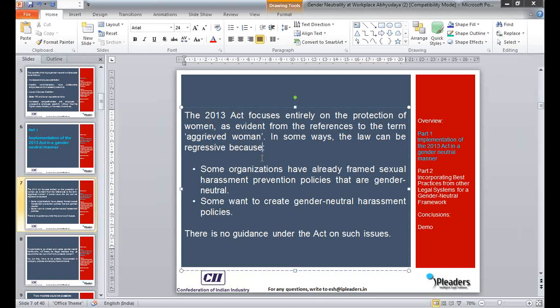Other organizations became aware of this issue because the Act came into picture and because of certain happenings last year which were reported by the media. They also thought of introducing measures to prevent sexual harassment at work. But again, once they saw the Act, they wanted to implement it in a holistic way. So how do we go about it? This was the challenge.